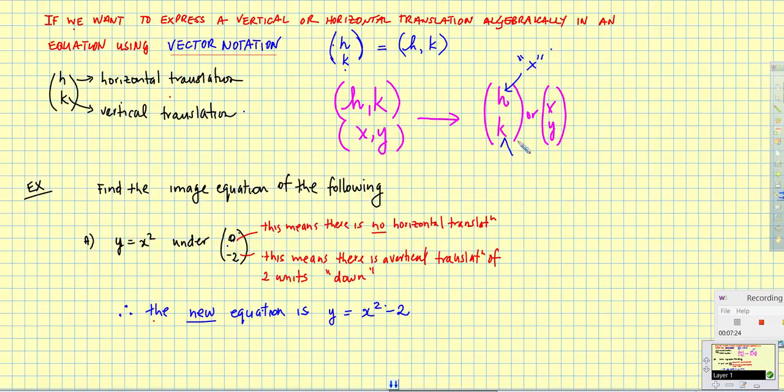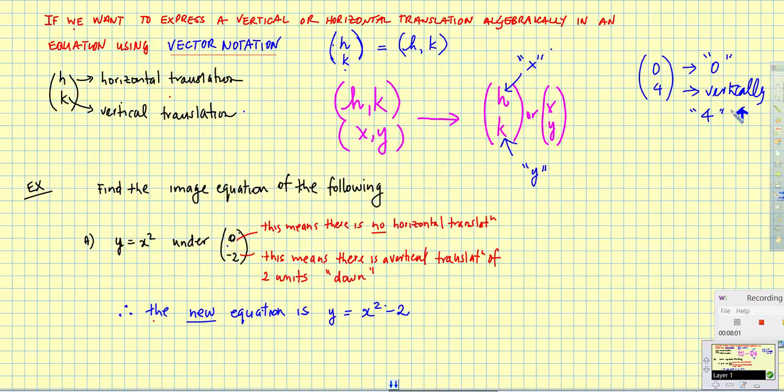And the value of the k is my vertical translation, which is nothing more than my movement of the y. So if I am given something such as 0 and 4, that means I'm moving my graph horizontally 0 units, and because it's positive, I'll be moving it vertically 4 units up. I'm just going to put a little up sign there.